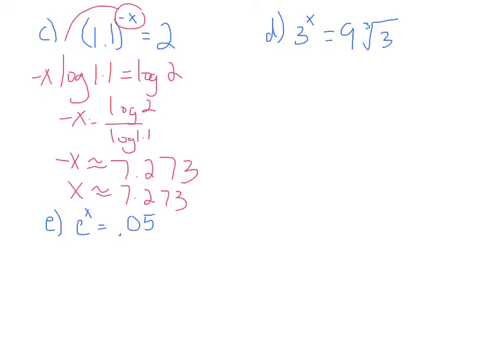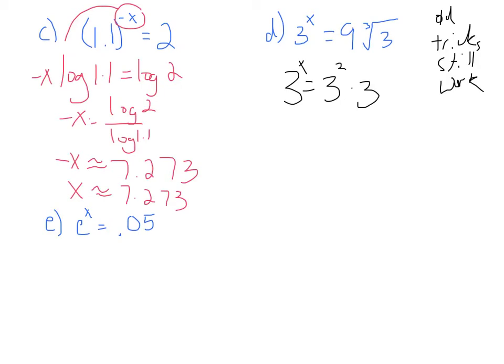Do the same thing, guys. Here we go. Oh, wait a minute. In letter D, we don't even have to use big baby, little baby. I'm sorry. Remember, old tricks still work. I don't want to go away from everything we've learned this entire chapter. This really says 3 to the x equals 9 is 3 squared, and the cube root of 3 is 3 to the 1/3.